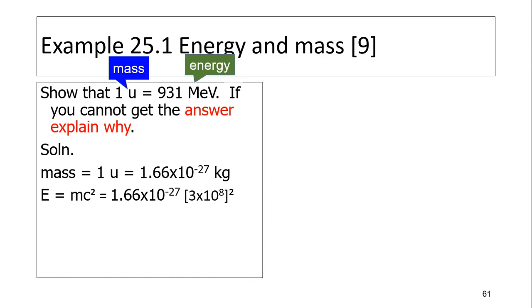Yep, what do you get for energy? 1.494 times 10 to the power negative 10. Okay, now convert it to electron volt or mega electron volt. What do you get? You are supposed to get this answer.